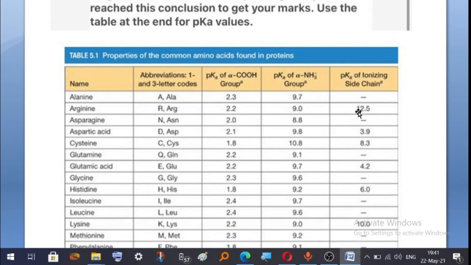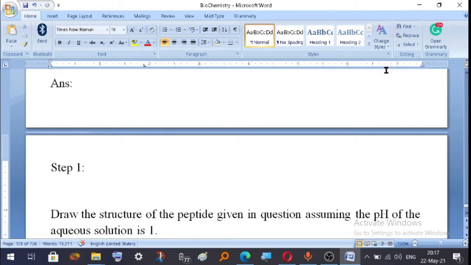In the fifth column, we have been given the pKa value of the side chain of the respective amino acids. And we should be careful that not all amino acids have a side chain, only a few amino acids have a side chain. I hope you guys have understood the question. Let us start solving the question.